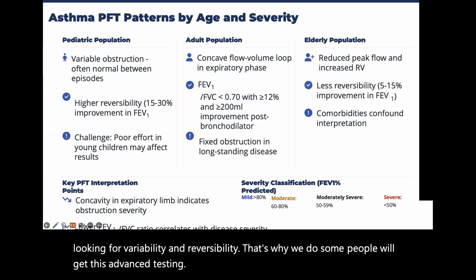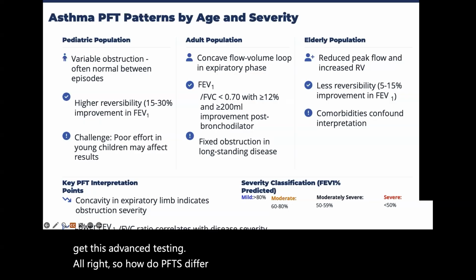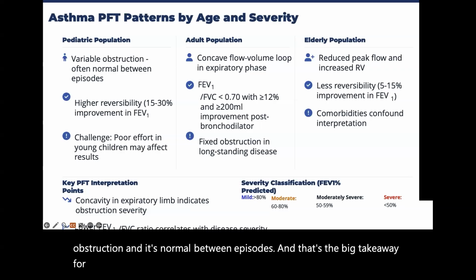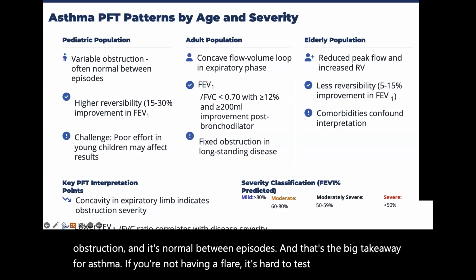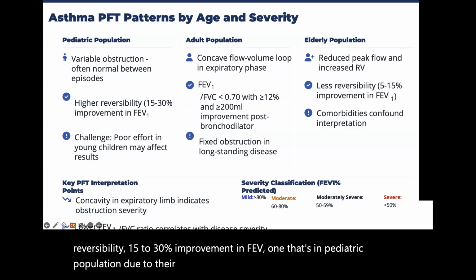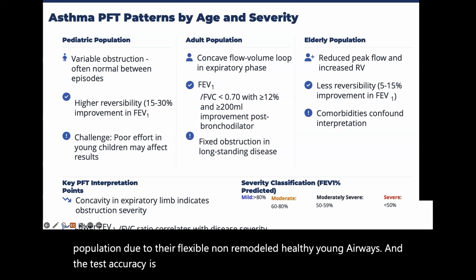All right, so how do PFTs differ over age? Well, we'll often show variable obstruction, and it's normal between episodes, and that's the big takeaway for asthma. If you're not having a flare, it's hard to test for it. So higher reversibility, 15 to 30% improvement in FEV1, is seen in the pediatric population due to their flexible, non-remodeled, healthy young airways. And the test accuracy is limited by effort and cooperation in very young children.